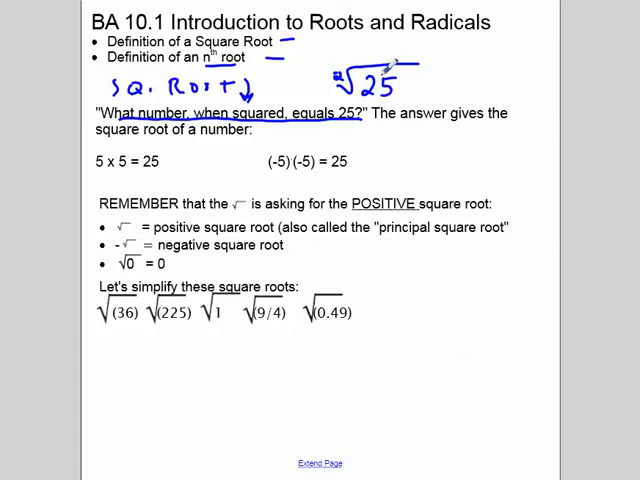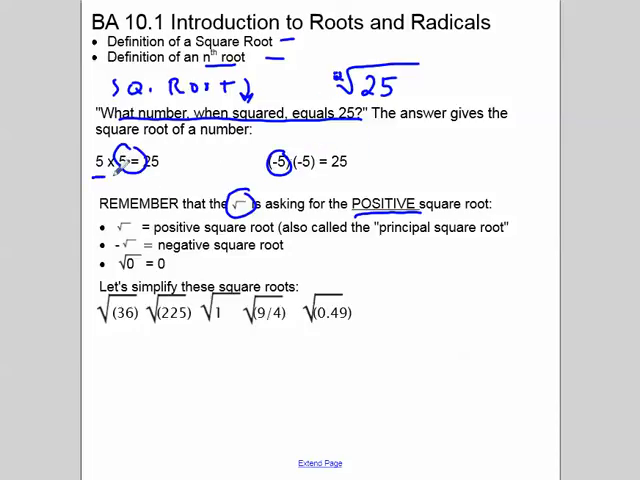What number, when squared, gives me 25? Well, we know that 5 times 5 is 25, so it's got to be 5, right? Oh, wait a second. How about negative 5? Negative 5 times negative 5 could also be 25. So which one is it? Well, this square root symbol always asks for the positive square root. So it's true that negative 5 times negative 5 is 25.